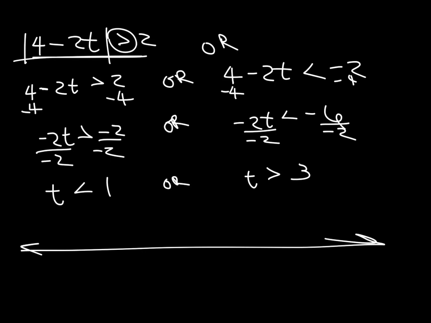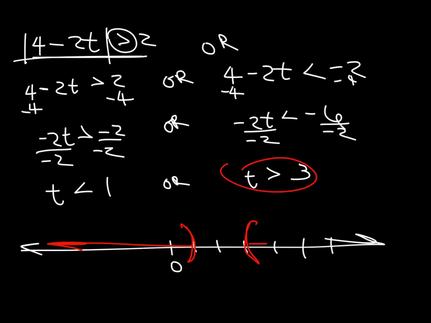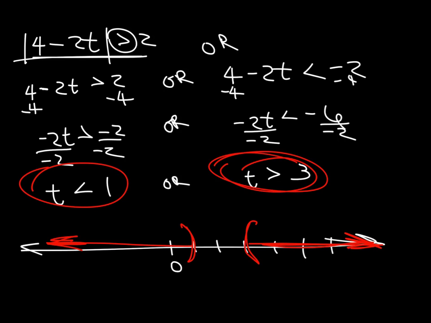Draw your number line. So what does it say here? It says that my t has to be less than 1, so this way, or my t has to be greater than 3, that way. Those are my two answers. So when they're split up like this, that means they're going to be split up in your graph. They're not going to intersect at all.